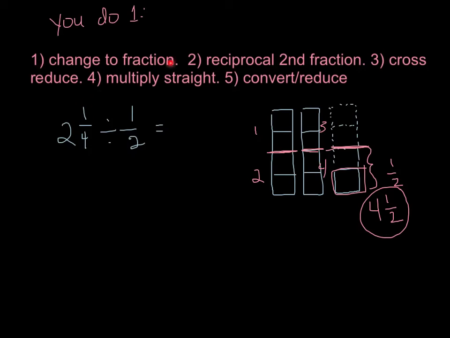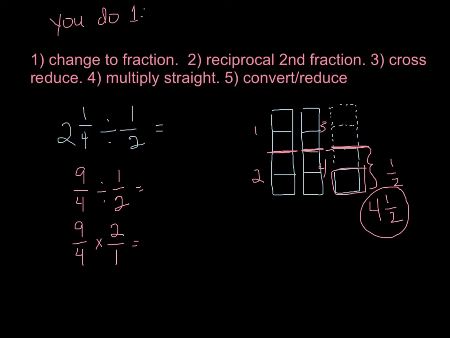I've got to change everything to a fraction. Multiply, add, bring it to the side. So 2 times 4 is 8 plus 1 is 9. 1/2 is already a fraction, so I leave it like that. It's division. I want to make it multiplication, so I do that by flipping the second fraction on its head. So I take 9/4, leave it alone. Change it to multiply by flipping the second fraction on its head, the reciprocal.